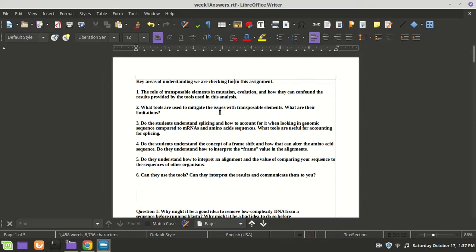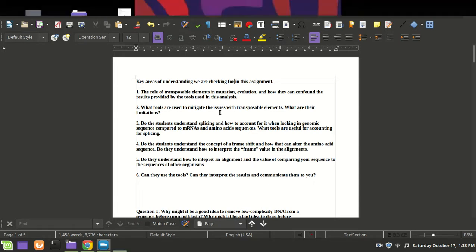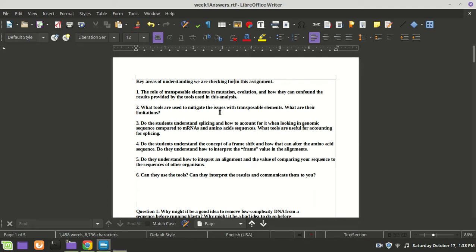But the problem with these transposable elements and other elements, insertions and deletions that might be repetitive in the genome, however they got there, is that it's not only transposable elements that can do this, but other things can cause what we call low complexity regions. These low complexity regions are something they have to deal with. So part of this assignment is to learn to use the tools to take some of the guesswork out of comparing these sequences when you have this issue of low complexity regions.